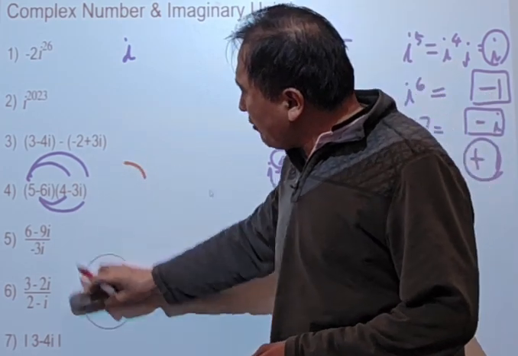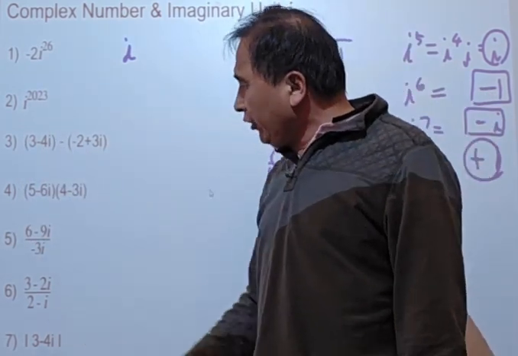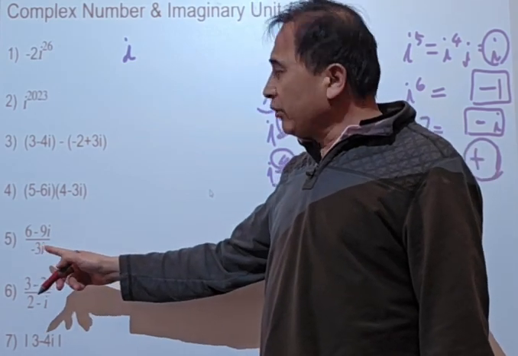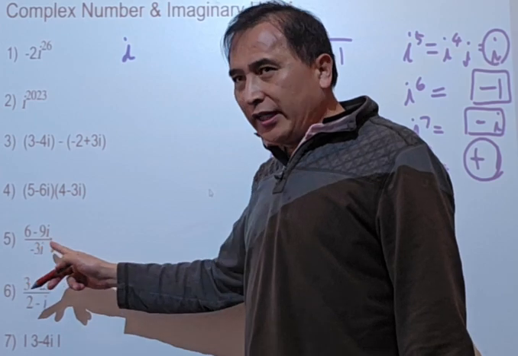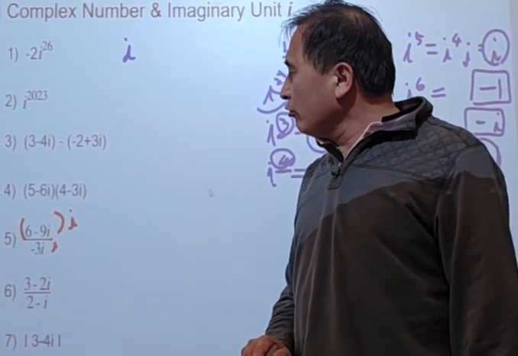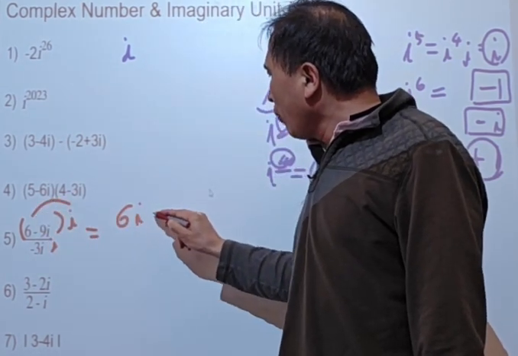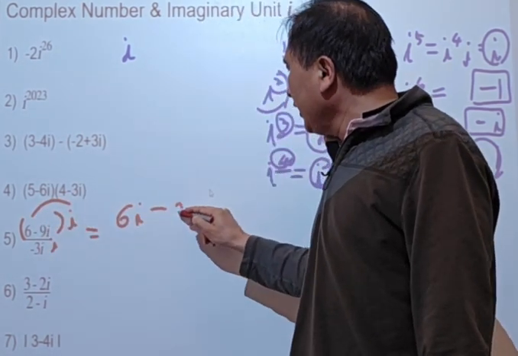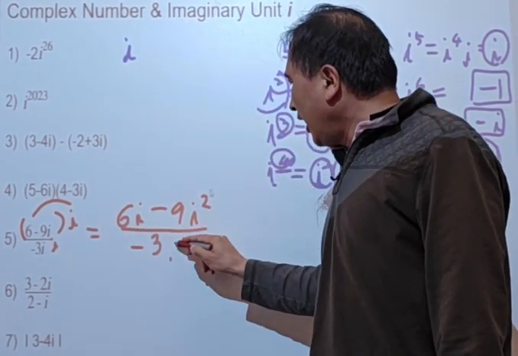And when the denominator has i, we do rationalization of the denominator. So you need to get rid of i from the denominator. In order to do that, you just multiply by i, then i will disappear because i squared equals -1. So I multiplied the numerator by i too. That means I distribute, 6i and then minus 9i squared, right? And the denominator, minus 3i squared.